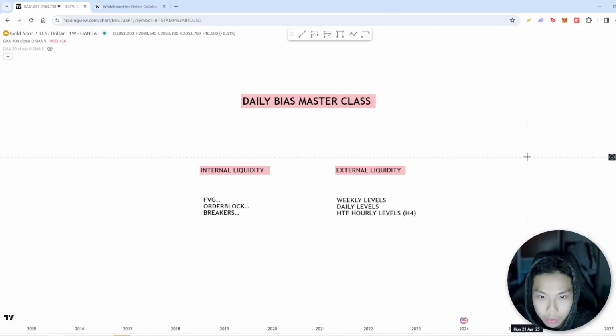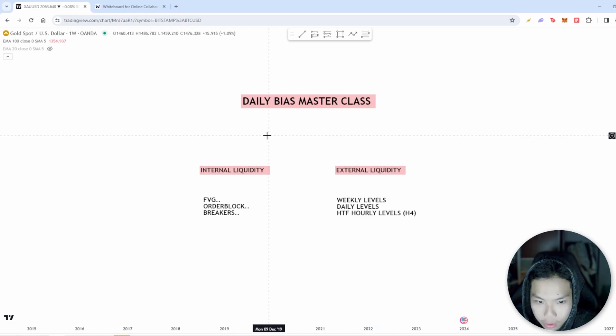Today we are going to be going through daily bias. So when it comes to daily bias, there's two things you need to know: internal and external liquidity. These two levels are of importance because they shape how the price action is going to be for the rest of the week or even on a daily level.